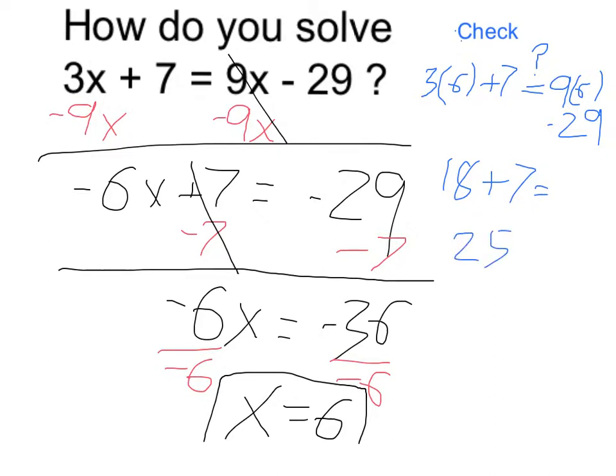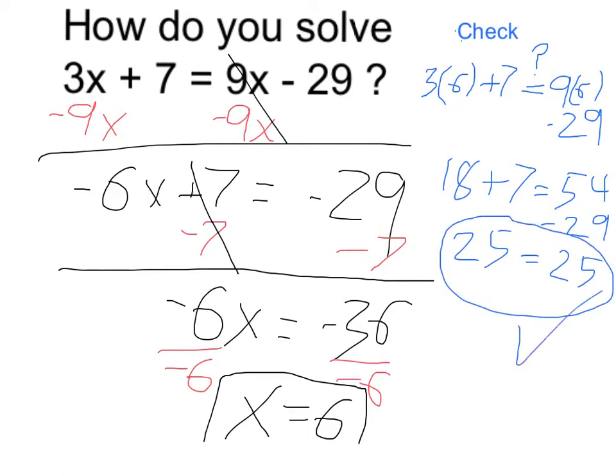So on the left side I have 25. On the right side, 9 times 6 is equal to 54. And 54 minus 29, yes, that's also equal to 25. So they do equal one another. And therefore my solution checks out. x equals 6 is the correct answer.